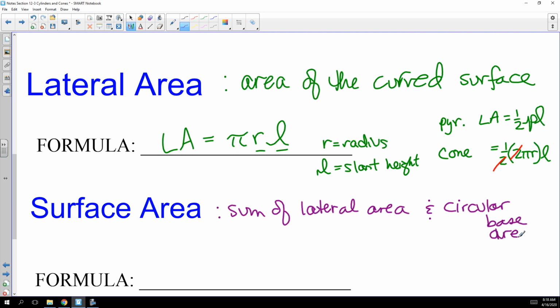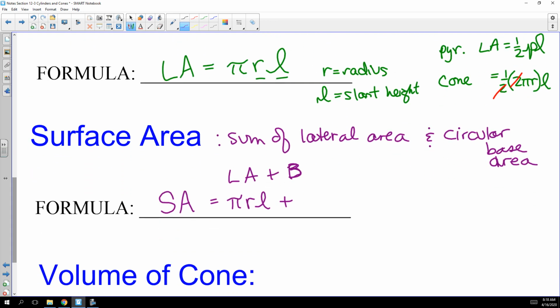And circular base area. Okay, so surface area of a cone is obviously going to be lateral area plus the area of one single base, very much like a pyramid. But in this case, we're going to say pi r L plus, and remember that for a cone, the shape of the base is a circle, so that would be the area of a circle, pi r squared. Got it?